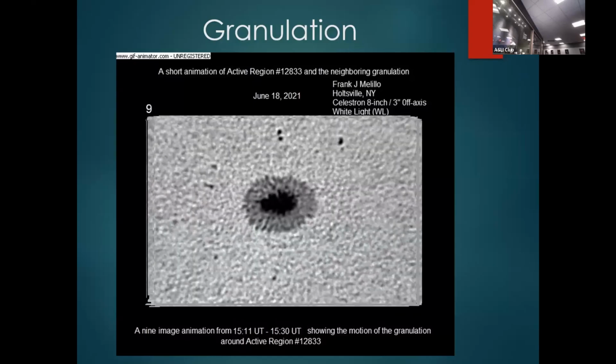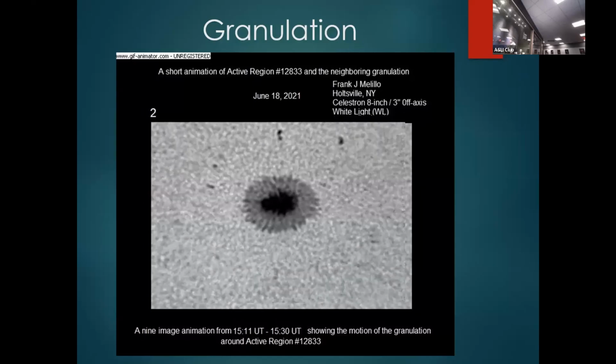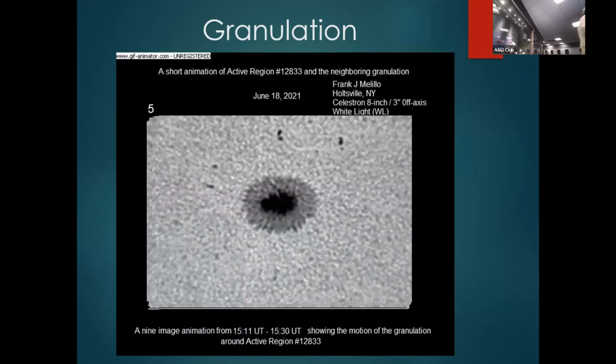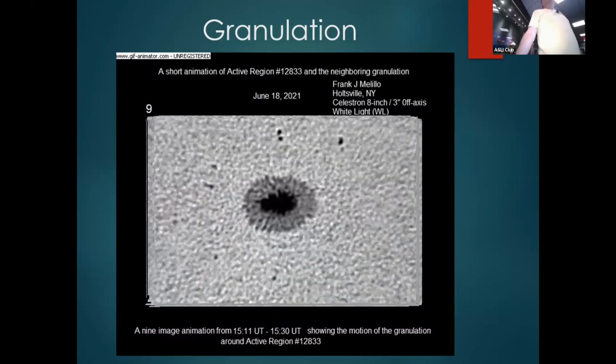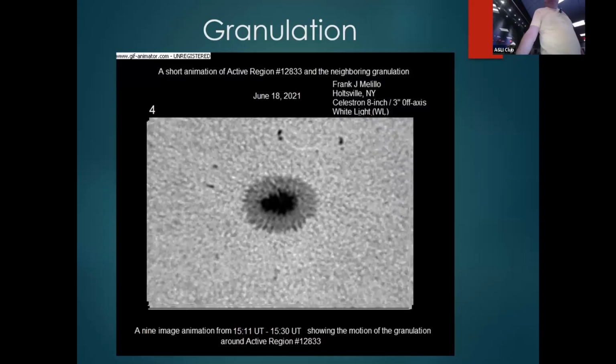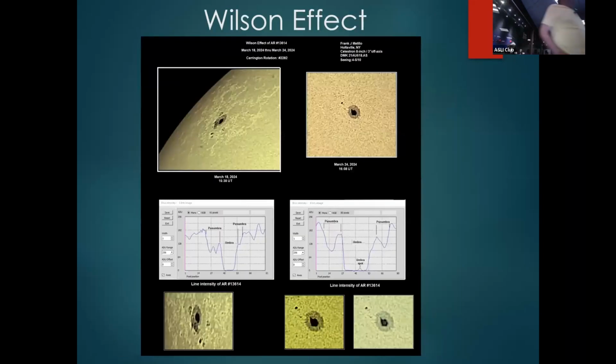So this is one of the best ways to see how it works around the sunspot there. The granulation is one of the features that you can observe on the sun in white light. Okay, here's the next shot, the white light also.